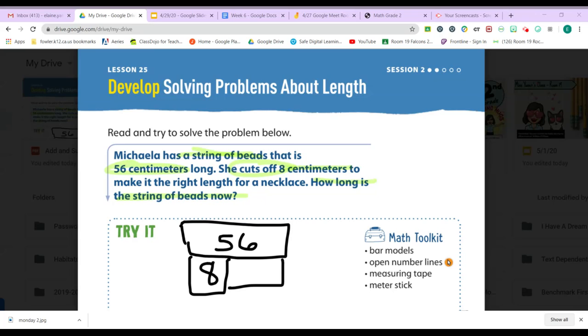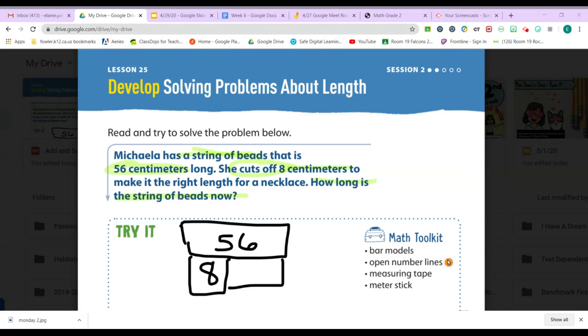So let's see the first sentence. It says, Micaela has a string of beads that is 56 centimeters long. I notice that the unit of measurement they're using is centimeters. So her string of beads is 56 centimeters long. And my brain's already visualizing a string that is 56 centimeters long. Okay, next sentence. She cuts off 8 centimeters to make it the right length for a necklace. So in my head, I'm already picturing Micaela cutting off 8 centimeters. Okay, she has 56 and she cut off.